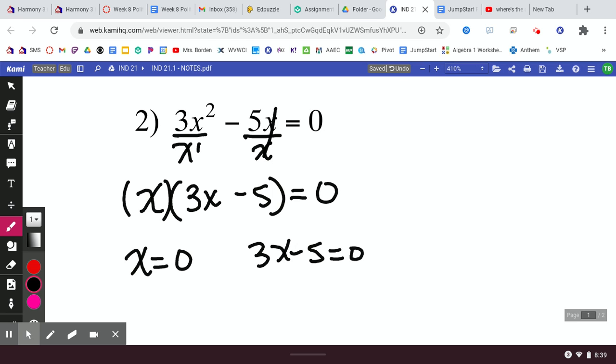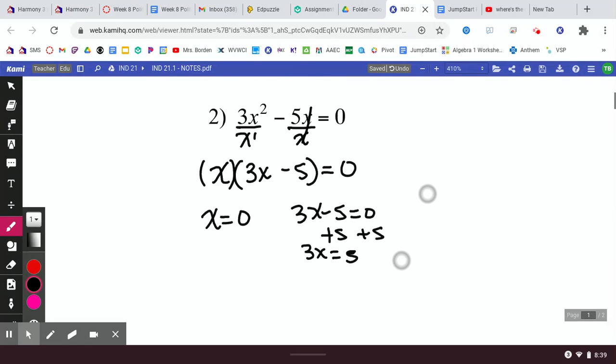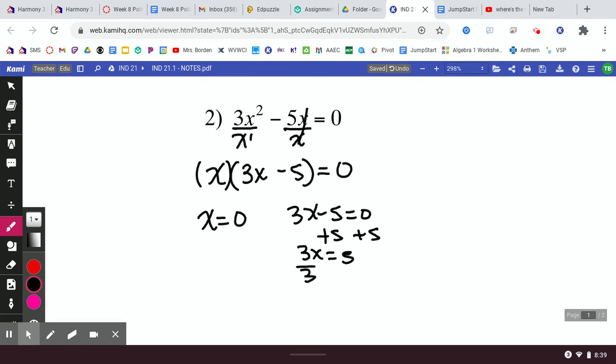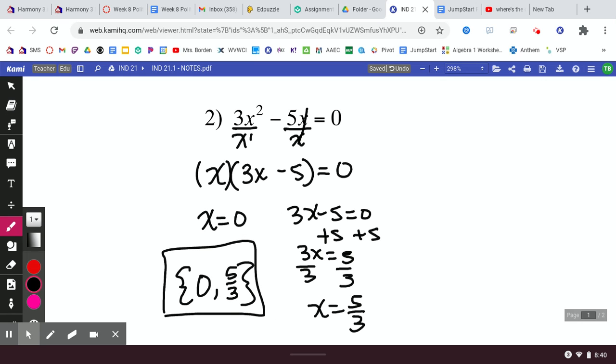And on the other one, you have to add 5 and add 5. And that gives you 3x equals positive 5, not a minus 5. And then you divide by 3 and divide by 3, and you get x equals 5/3. Don't let fractions mess with you here. Just leave it as a fraction. And then again, your final step is to put this in a solution set. So 0 and 5/3 are the two solutions to this. Okay? So when we see two terms, we immediately need to think greatest common factor and difference of perfect squares.